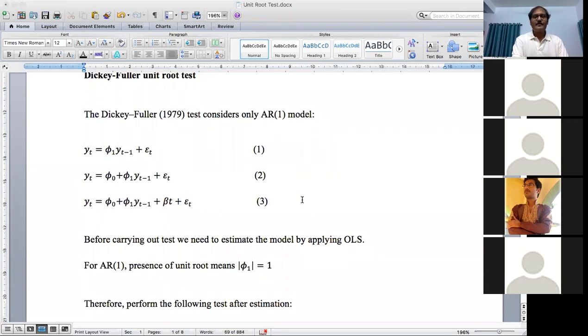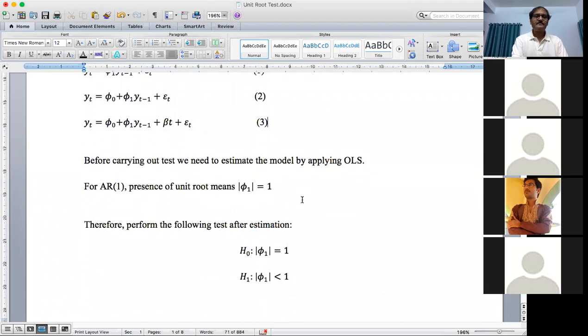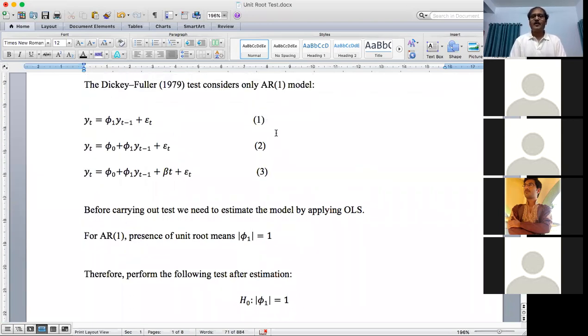So after selecting the appropriate specification, we have to estimate the model, because you know from the basic statistics, testing of hypothesis appears only after estimation. Without estimation, we cannot carry out testing of hypothesis. So the testing for unit root also needs the estimation of the model. So suppose we are specifying AR1 as shown in equation 1. So on the basis of this specification, we have to estimate the model with data.